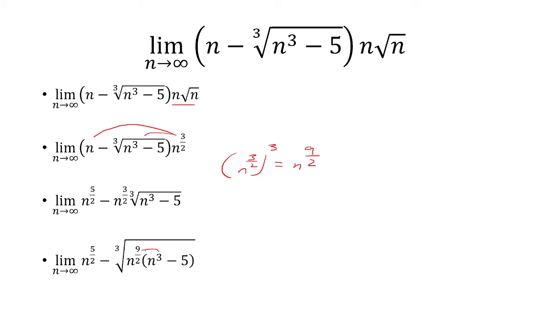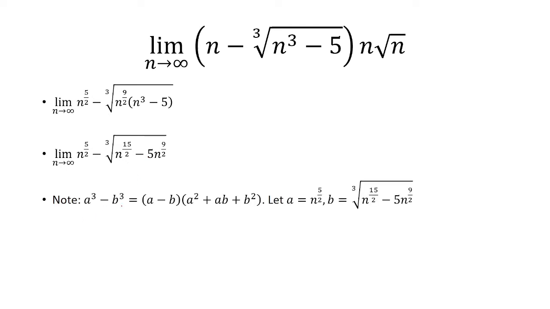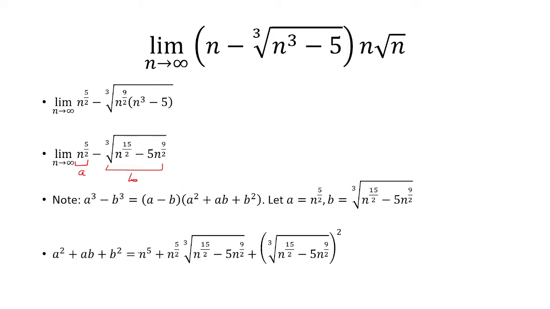And then I'm going to distribute the n to the 9/2 to both of these terms. So I'm going to get n to the 15/2 minus 5n to the 9/2. Now we want to use the fact that a cubed minus b cubed is a minus b times a squared plus ab plus b squared. In this example, we're going to have a equal n to the 5/2 power, and then b will be the cube root. So that leaves us finding a squared plus ab plus b squared. So this is a squared, a, b, and then b squared. So we're just plugging in a's and b's for this.